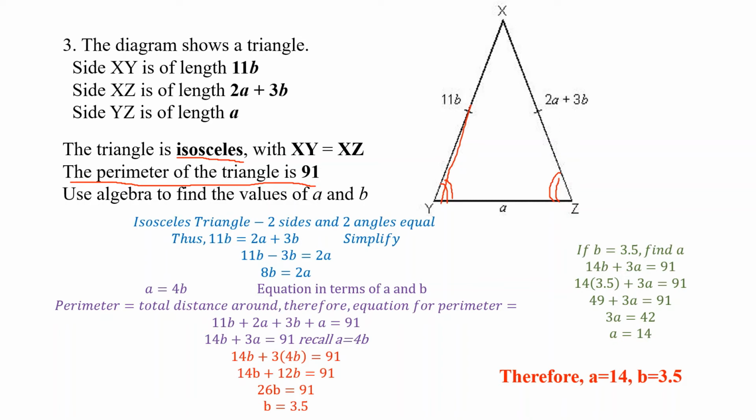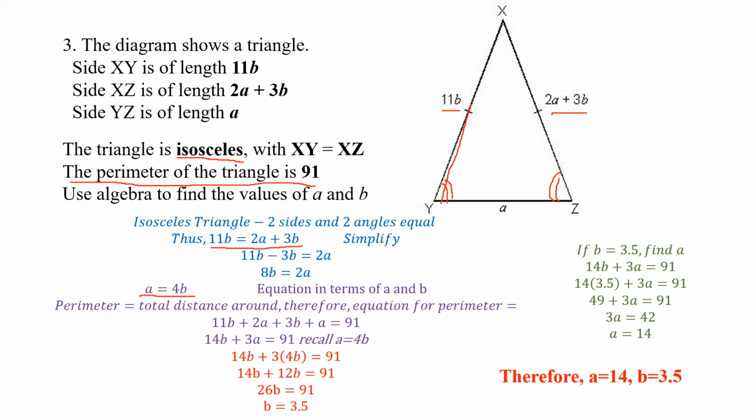So based on that knowledge, we can equate 11b to 2a plus 3b. That's what we've done right here. Then after we've done that, we can simplify. Since we know that 11b is equal to 2a plus 3b, we can form a final equation where a is equal to 4b. Very important. So we've done that.